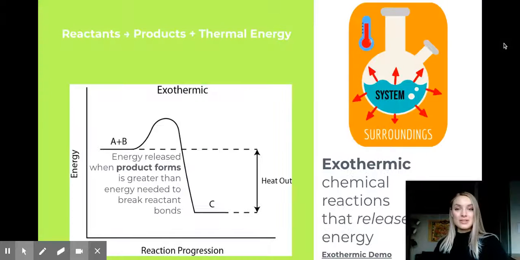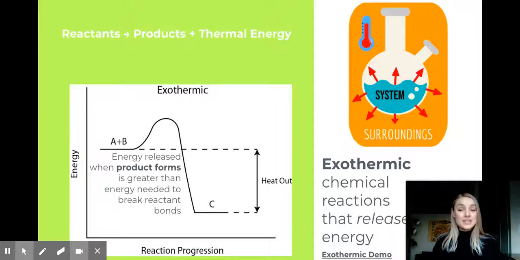Now let's talk about exothermic reactions. Exo, hopefully you're saying, is outside or other. So it's the chemical reaction that releases energy. The thermal energy is outside of the system.